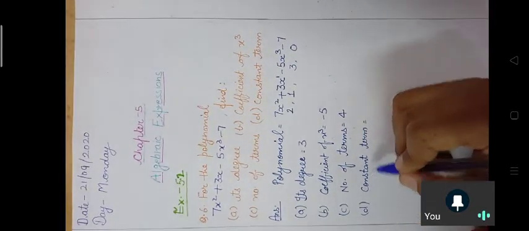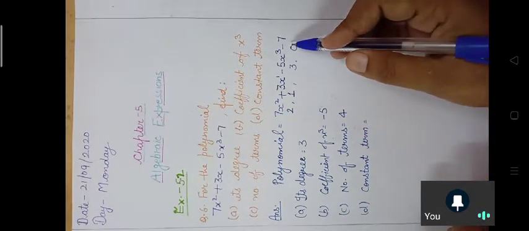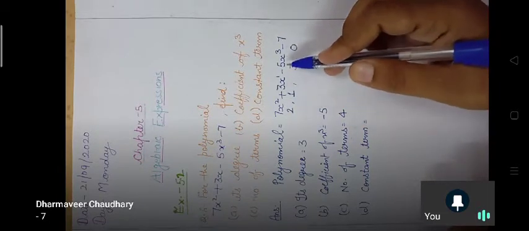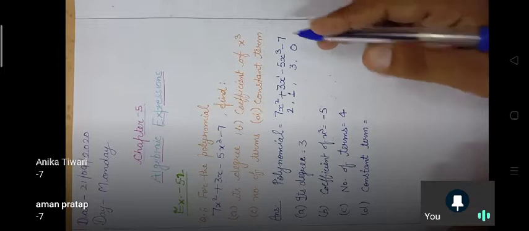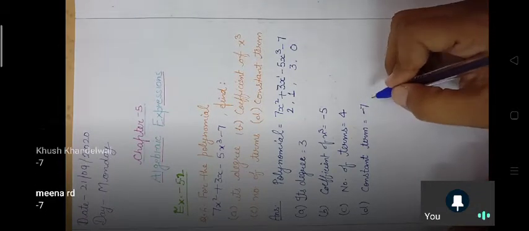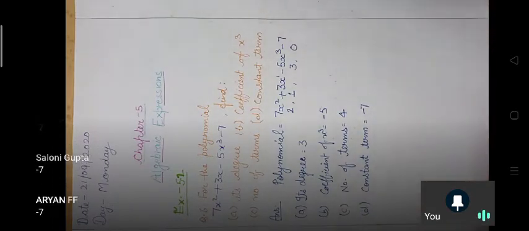The D part is constant term. Constant term is that term in which no variable is present. In the first three terms you can see variables are present, but in the fourth term no variable is there. So the fourth term, that is -7, will be the constant term for that polynomial. So this was question number 6.